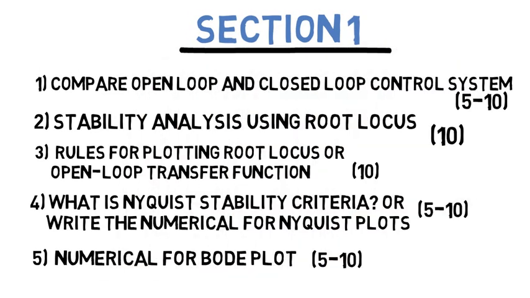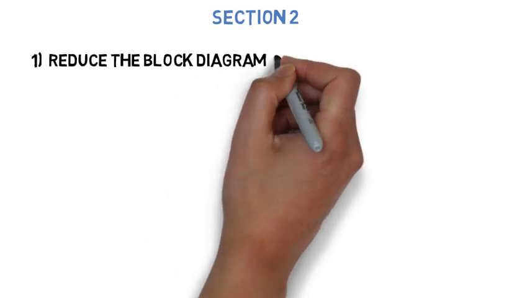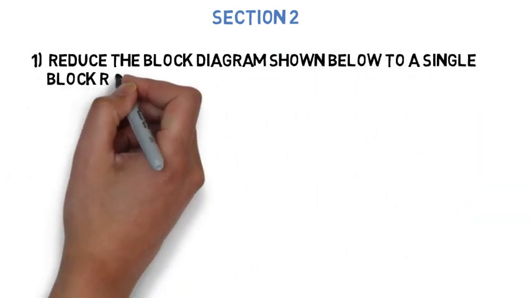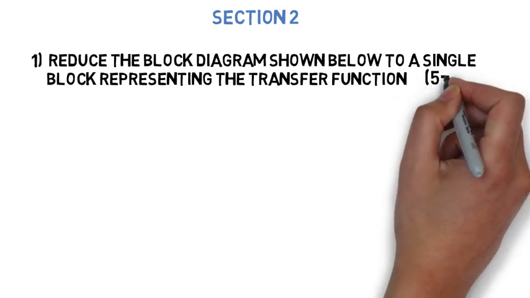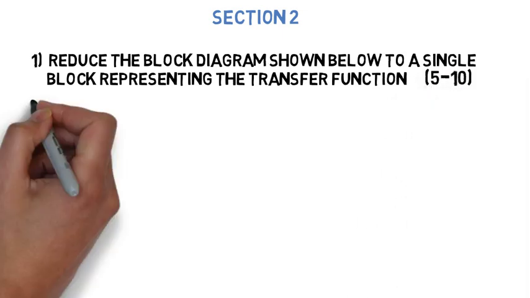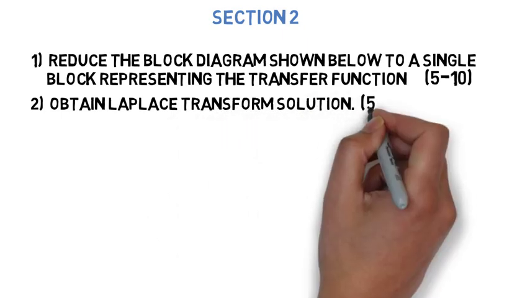Once you're done with section 1, go to section 2, wherein the first question is write the numerical for reduce the block diagram given below to a single block diagram representing transfer functions. This can come for 5 to 10 marks. Next question is write the numerical for obtain Laplace transform solution. This can come for 5 to 10 marks.